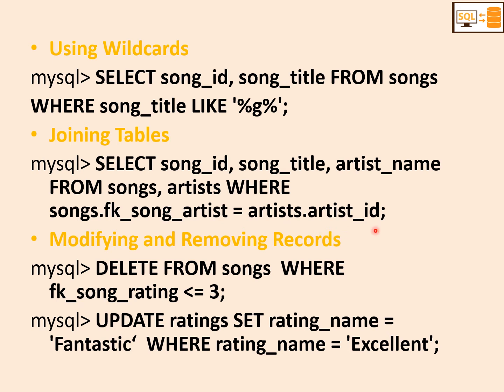Here we are trying to combine two tables, the songs and artist tables, and what we extract from these two tables is song ID, song title and artist name. We join these tables using the fields song artist and artist ID. Both of them have the same data. Song artist is a field in the songs table and artist ID is a field in the artist table.